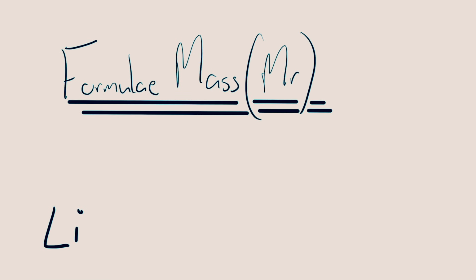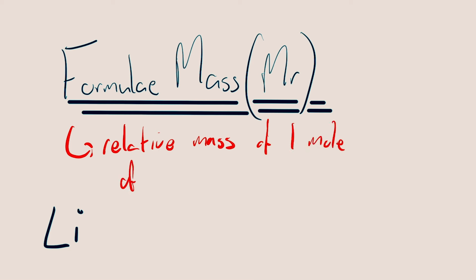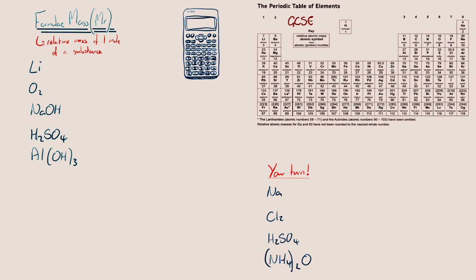So in terms of what formula mass is, it's the relative mass of 1 mole of a substance. And there, when I say substance, we're really talking about an atom, a molecule, or a compound, right? In terms of what we need to do these calculations, we're going to need a calculator and our periodic table. Let's dig into it.